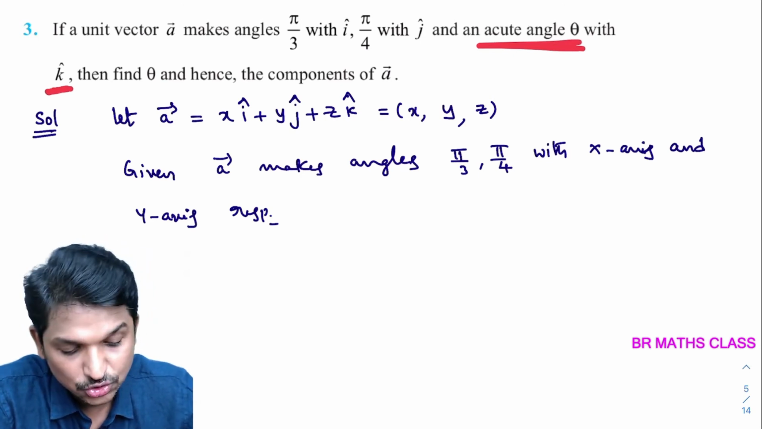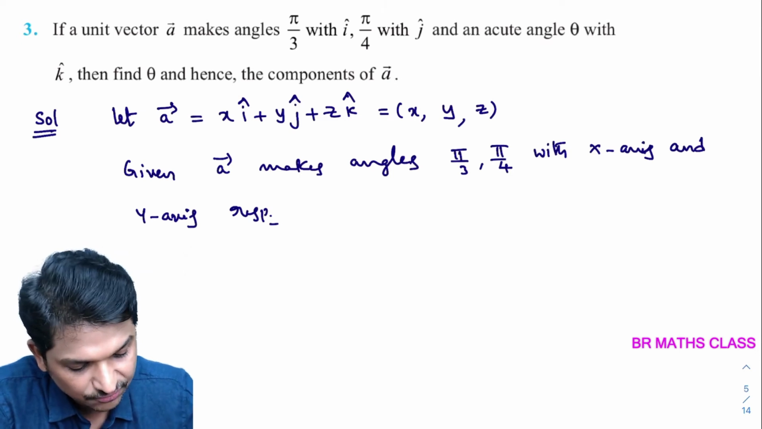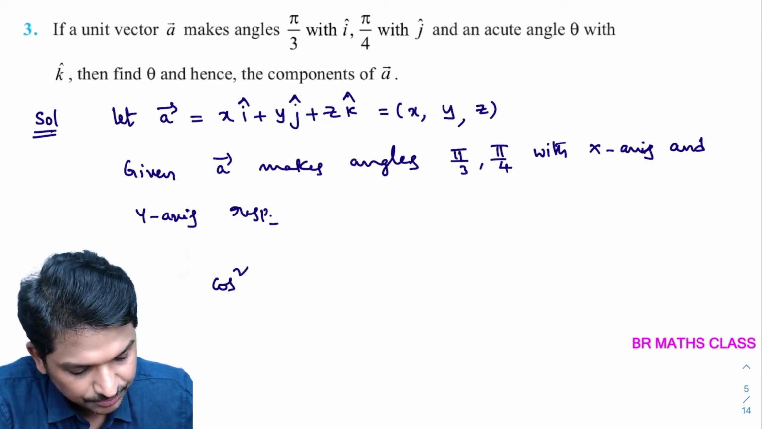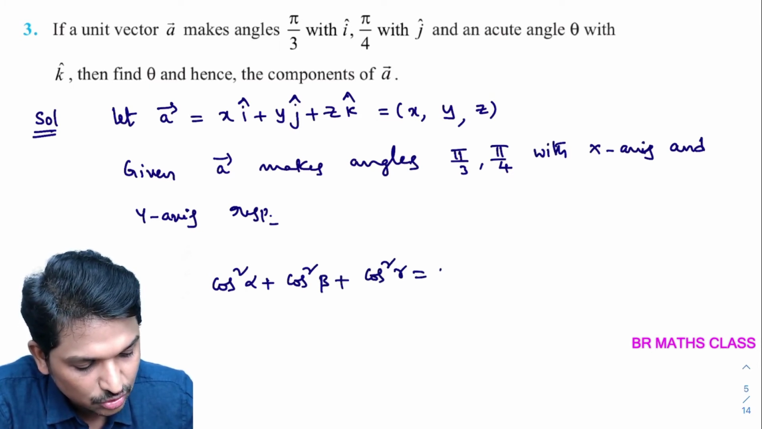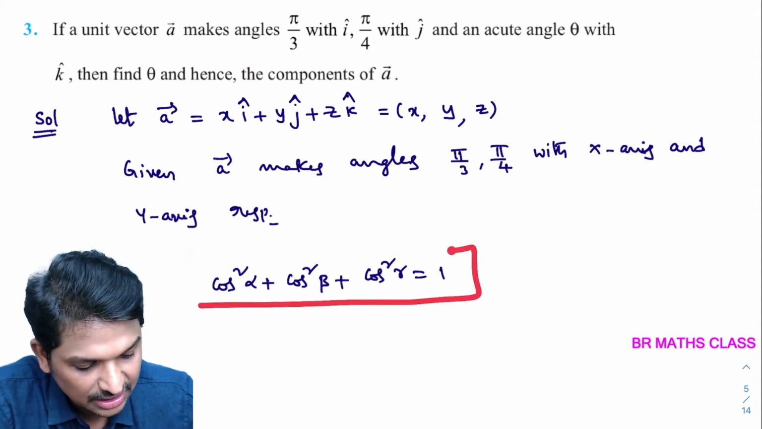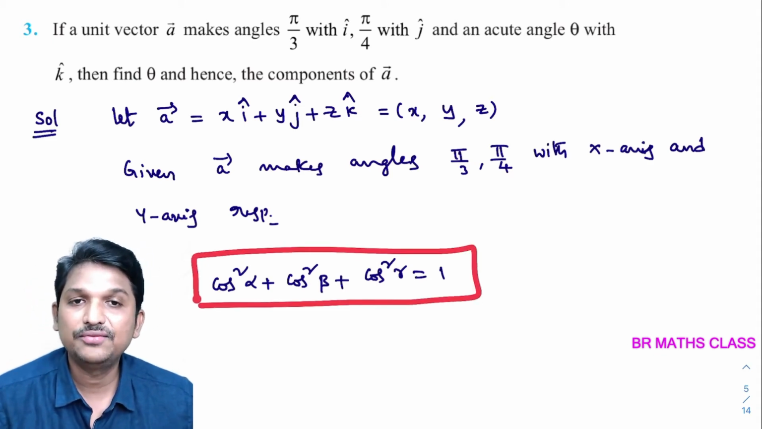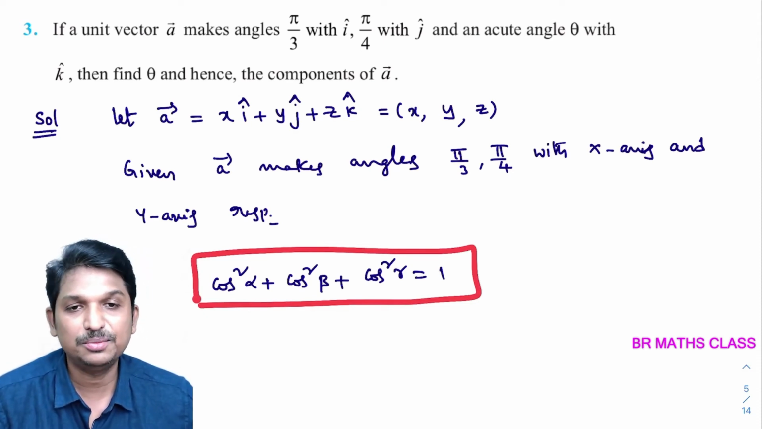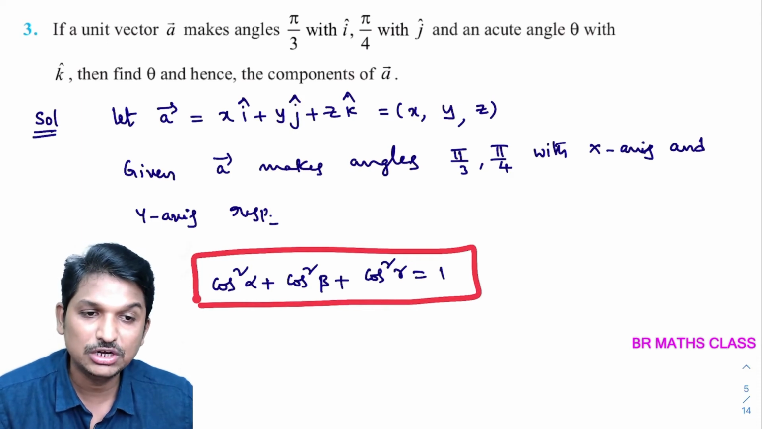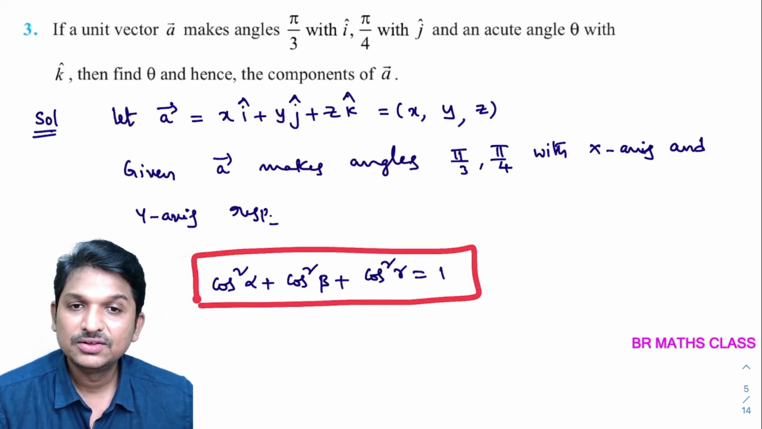Here what you need to know? You need to know this formula. What is that formula? Cos square alpha plus cos square beta plus cos square gamma equal to 1. Here cos alpha, cos beta, cos gamma are the direction cosines of a vector. Then we know this formula: cos square alpha plus cos square beta plus cos square gamma equal to 1. Okay.